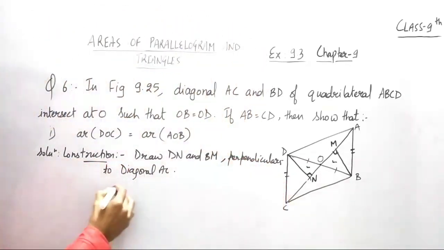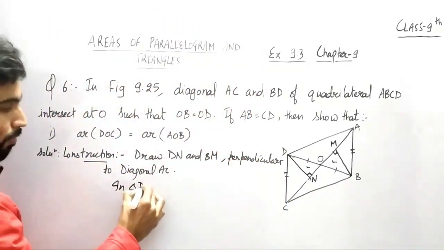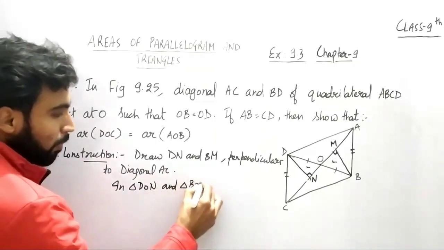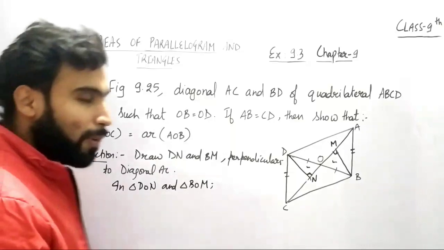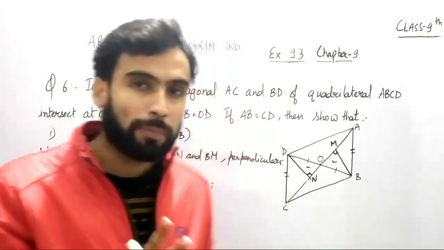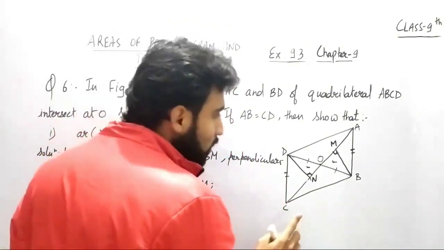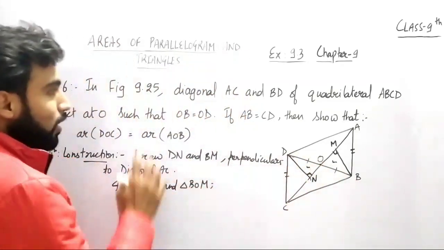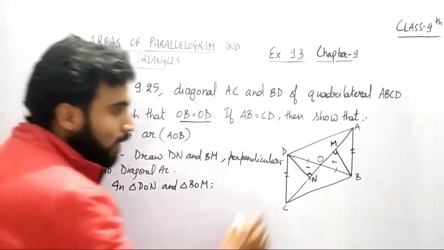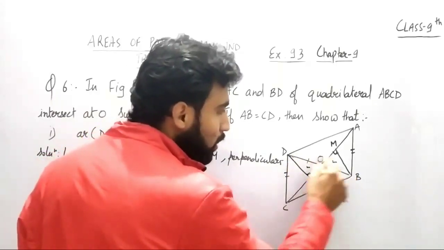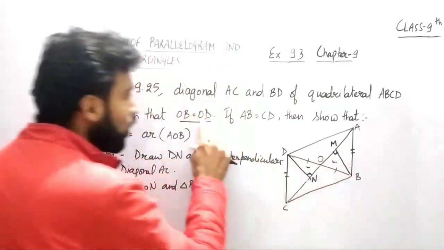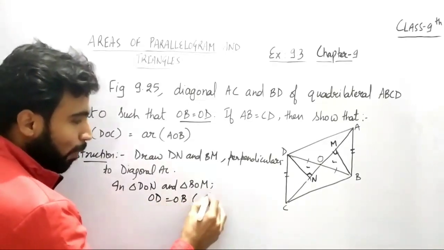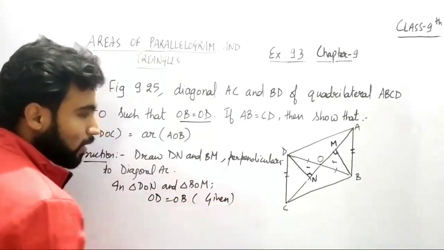So starting off, in triangle DON and triangle BOM, यहाँ पे हमारे पास 3 conditions होनी चाहिए. So सबसे पहली condition जो है, that is OD is equal to OB, and that is given in this question. ये जो OD और OB है वो इन दोनों triangles में ही आ रही है and that is given equal to us. So the first condition is OD equal to OB, and the reason is this is given.